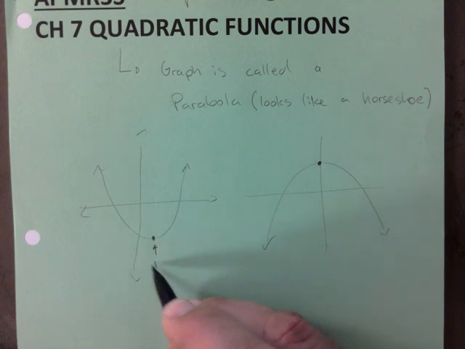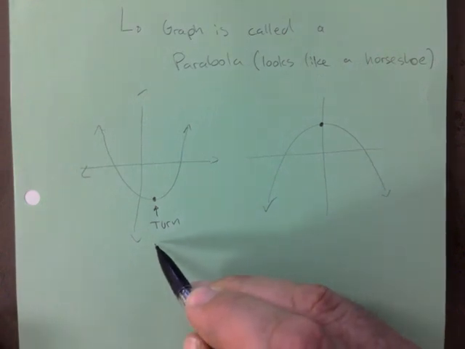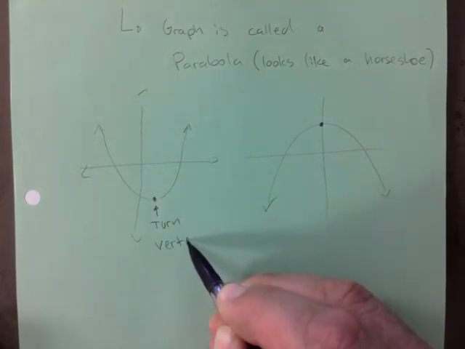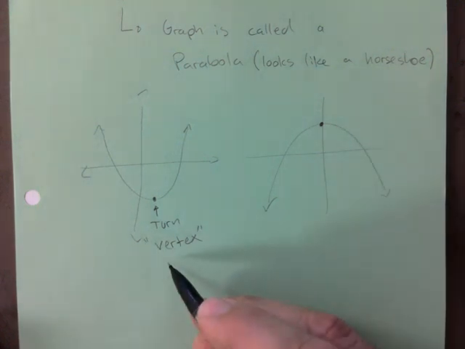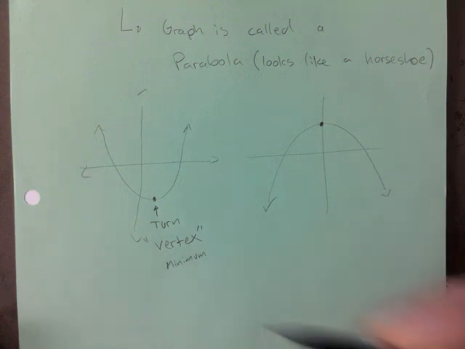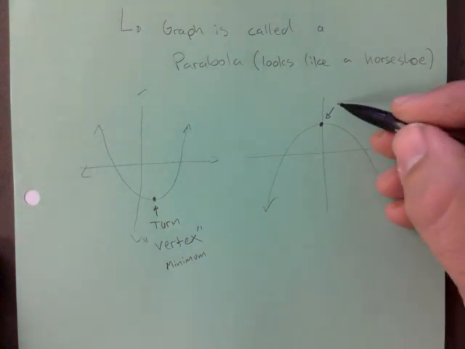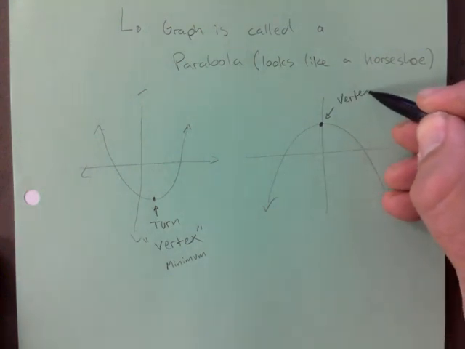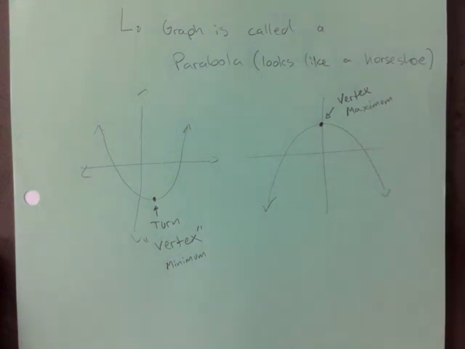So this turn is called, in particular for a parabola, a vertex. Right? And in this case, it's the minimum. We call this the minimum, the lowest point. And it could also be, of course, when the parabola is pointing down or opening downwards, you have your vertex here. And in this particular case, it's a maximum. So this is just giving you a heads up as to what's coming your way.